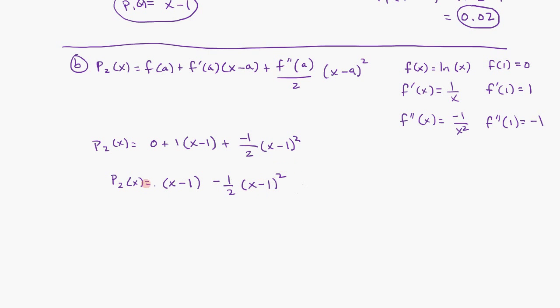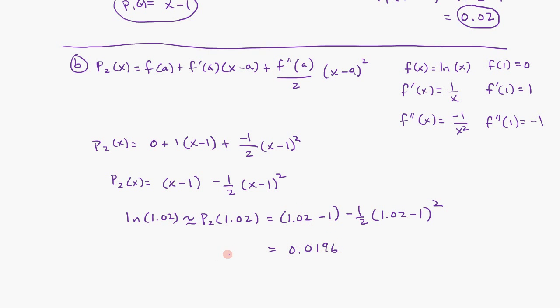So now again we use the polynomial to approximate. So the natural log of 1.02 is approximately equal to P2 evaluated at 1.02. So plugging in 1.02, you get 1.02 minus 1 minus 1/2 times 1.02 minus 1 squared. And then calculating this, we get 0.0196.